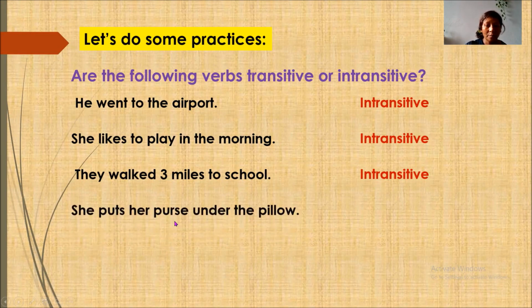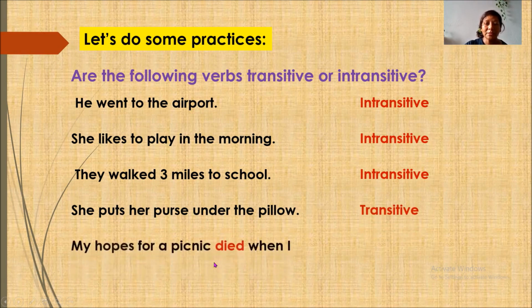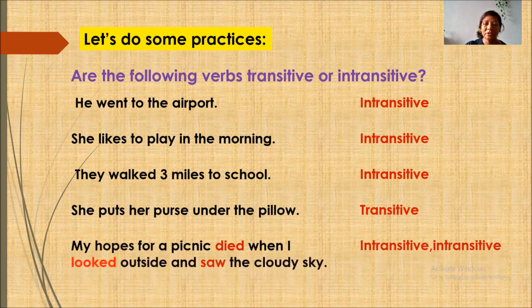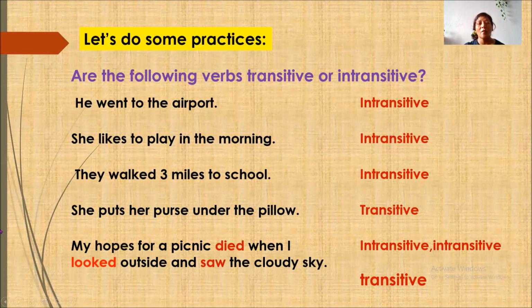But here, "she puts her purse under the pillow." What does she put under the pillow? She puts her purse. Her purse is the object. So this is transitive. Yes. "My hopes for a picnic died when I looked outside and saw the cloudy sky." Died is intransitive, and saw is transitive. Why? Because picnic died, there is no object. When I looked outside, there is no object. Saw the cloudy sky. What did I see? The cloudy sky. This is the object. So this is a transitive verb.